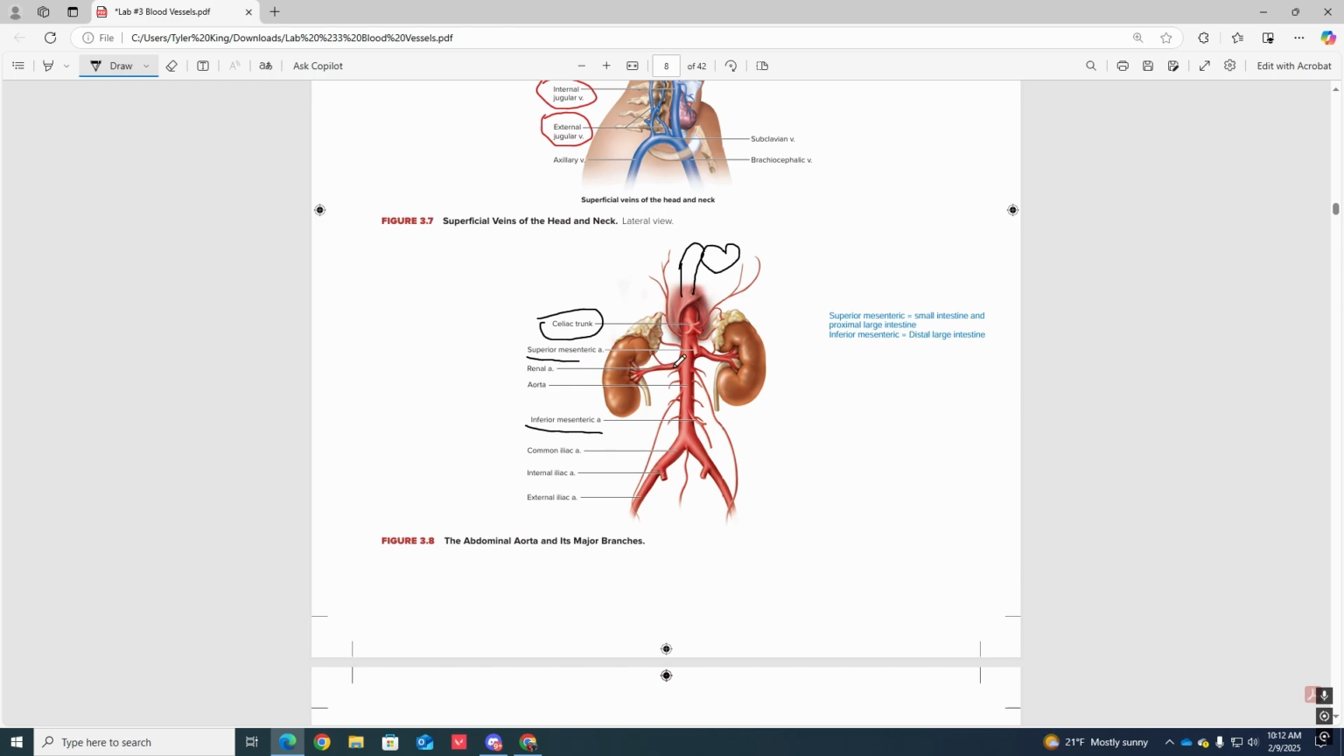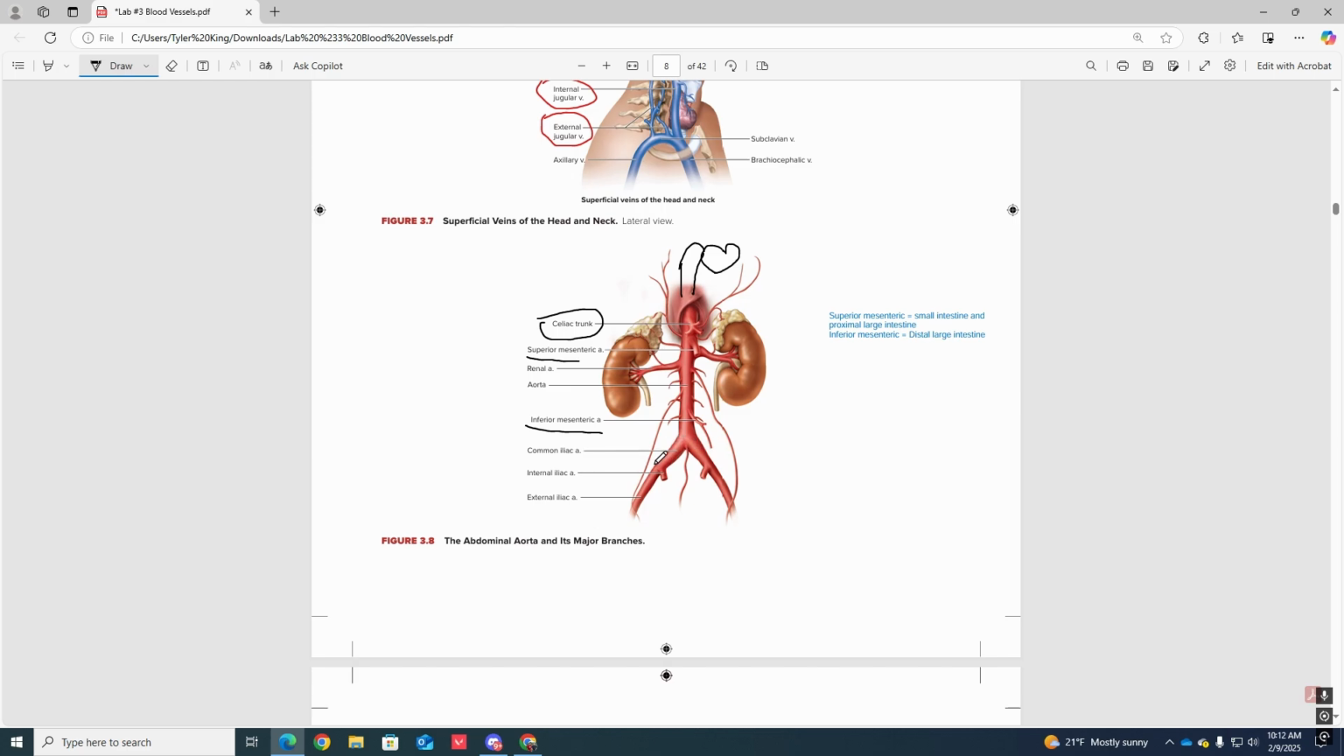Renal artery goes straight to the kidneys. We can see that. These are the kidneys right here. We also have these guys down here, the common iliac artery. We're actually super far down now, really far down into the pelvis basically. So the common iliac artery is super far down, a little bit inferior.